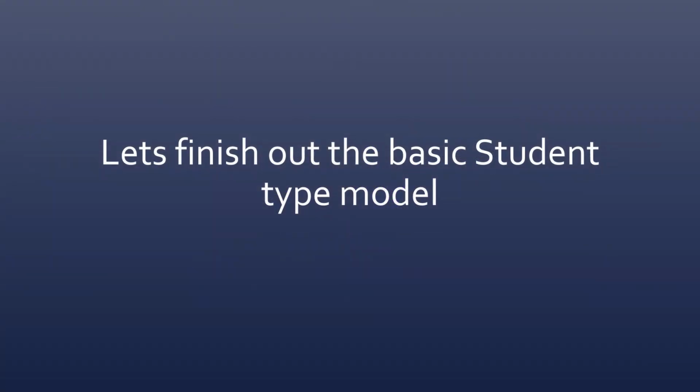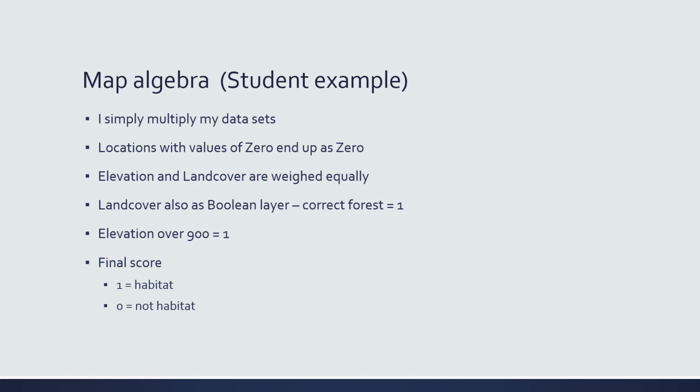At this point in time, we'll finish up the basic student type model, the kind that you're going to make, the Boolean model, the 1, 0, the yes, no, the true, false kind of scenario. So we're going to do some map algebra, and if you're not familiar with map algebra yet, you will be soon. It allows us to do things like simply multiply one data set by another data set. So locations that have values of 0 will end up as 0. Locations that don't have any data will end up with no data. Locations that have a 1 and a 0 end up as 0. Locations that have a 1 and a 1 end up a 1.